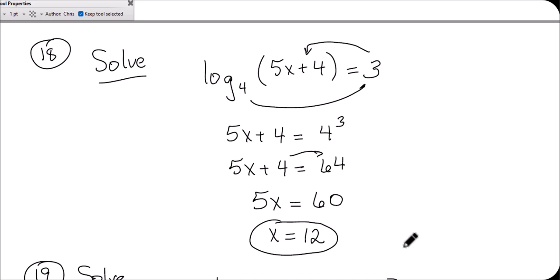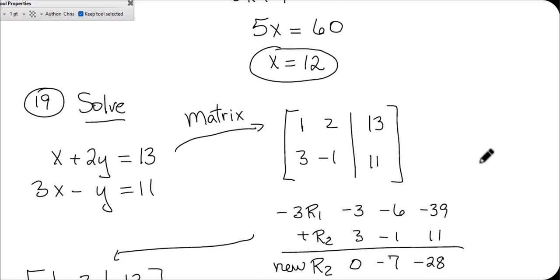You always have to check: does this answer cause the log any problems? Remember, the domain for the logs has to be bigger than 0. But if you plug this number in, it is clearly bigger than 0.